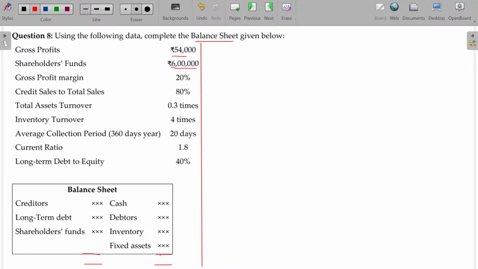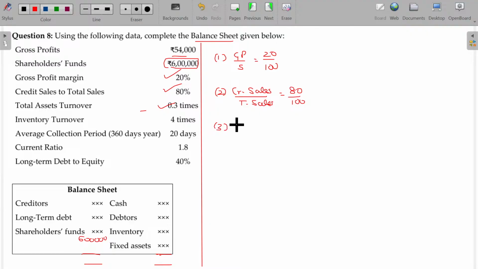Shareholders' funds is given, so shareholders' funds in this case being 6 lakhs. GP margin: GP by sales into 100, 20 by 100. The second one being credit sales by total sales, 80 by 100. Total assets turnover, by total assets.